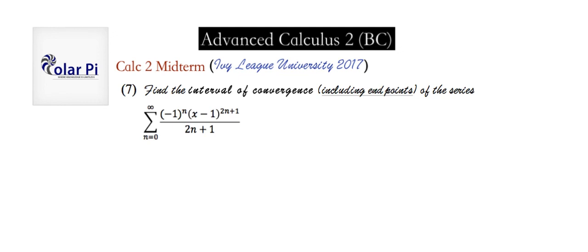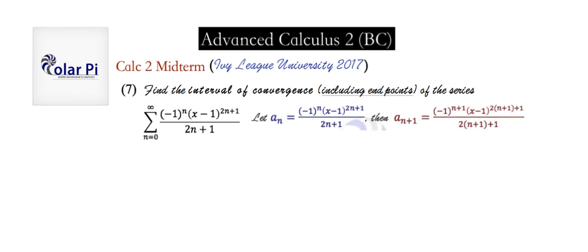Anyway, to do the interval of convergence here, we have to do the ratio test. So we take a_n to be the inside of the sigma, and a_(n+1) is going to look like this. Note that on (x minus 1), the exponent is 2 times (n plus 1) plus 1, which simplifies to 2n plus 2 plus 1, or 2n plus 3. Similarly, the denominator is going to be 2n plus 3 for a_(n+1), yeah?